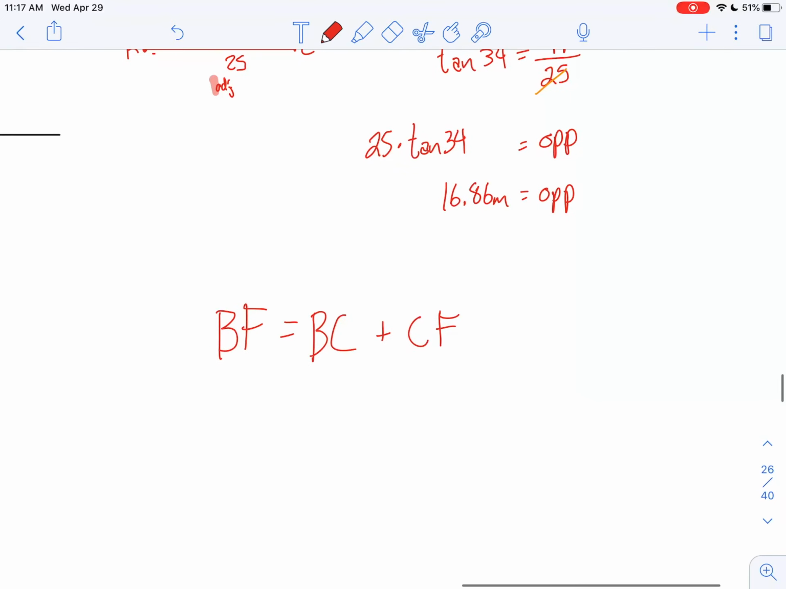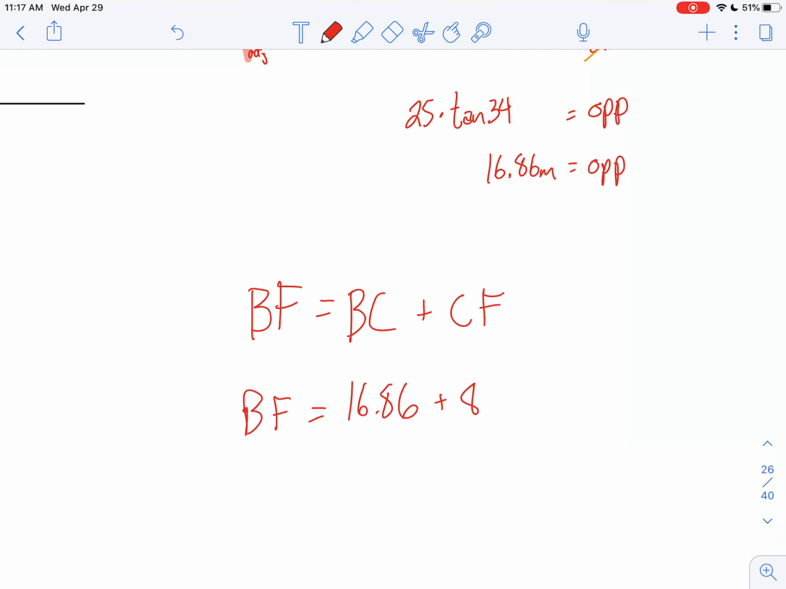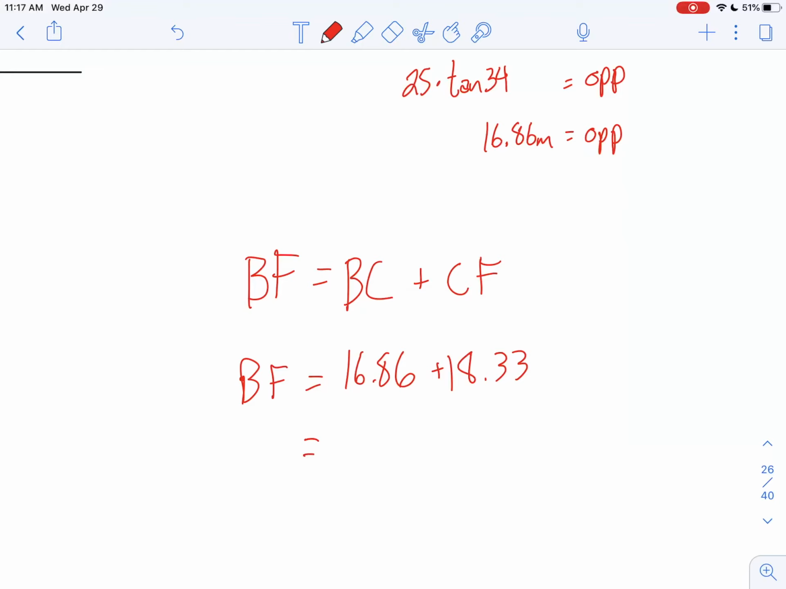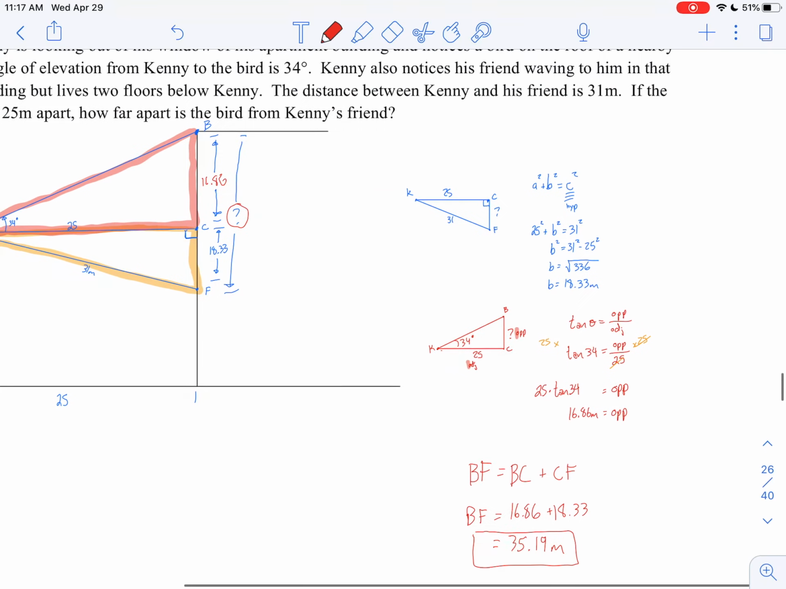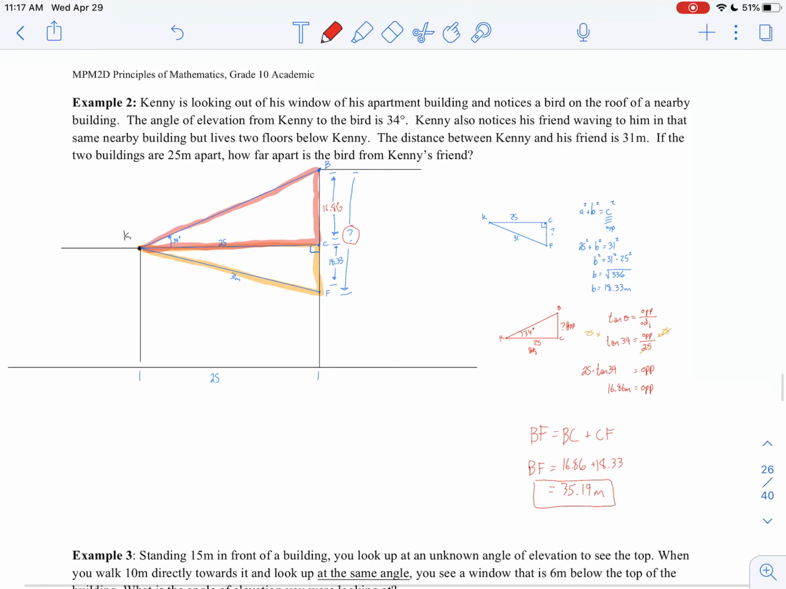So BF is equal to 16.86 meters plus our other measurement, 18.33, equaling 35.19 meters. You can see the question doesn't tell us what to round this to, so I'm going to round to 2 decimal places, the nearest hundredth, just to be on the safe side.